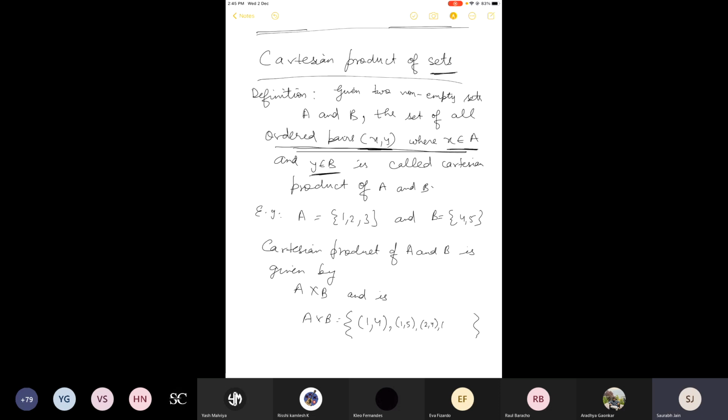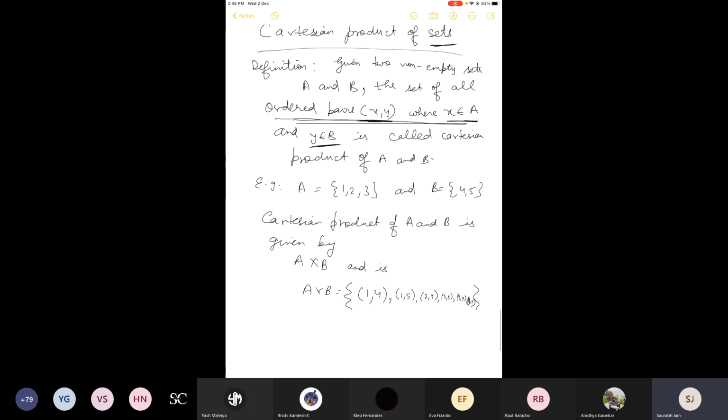And last is 3 comma 5. Okay. So this is your Cartesian product. It is not related to some multiplication or anything. Cartesian product itself is a set, and it is the set of all ordered pairs where the first element comes from the first set and the second element comes from the second set.